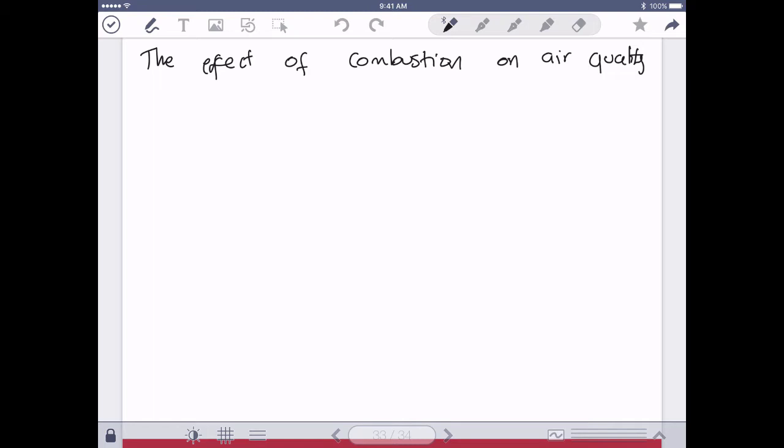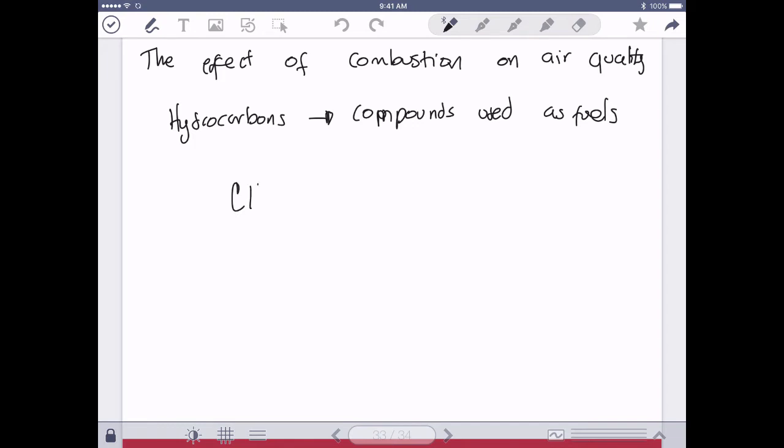So we talked and we said that hydrocarbons are the compounds used in fuels. So for that, we're going to have different compounds. And the one that we most likely use could be methane, CH4.